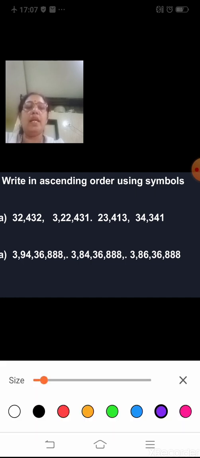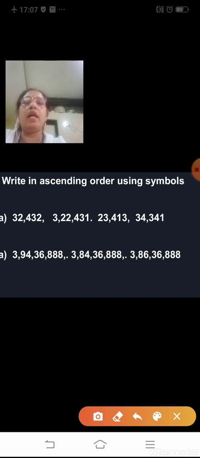Now let us see the first one. In the 5-digit number, we have to first write in ascending order. So ascending means writing from small number to big number. Now check this first small number, 23, 32 and 34. So which is smaller? 23 thousand. So this number you will write it as first.